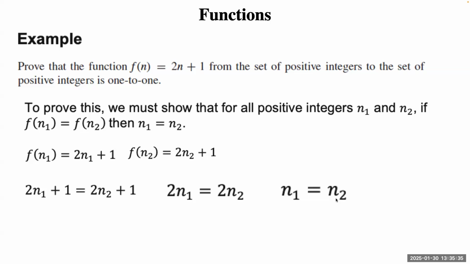All right, so what did I just show? That f(n1) equals f(n2) can only happen if I set them equal, and then the only way that that can be equal is if n1 equals n2. That's what this algebra shows. Okay. So that's how I prove that the linear function 2n plus 1 is one-to-one on the set of positive integers.